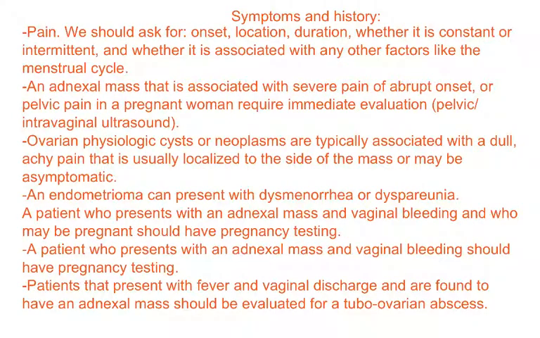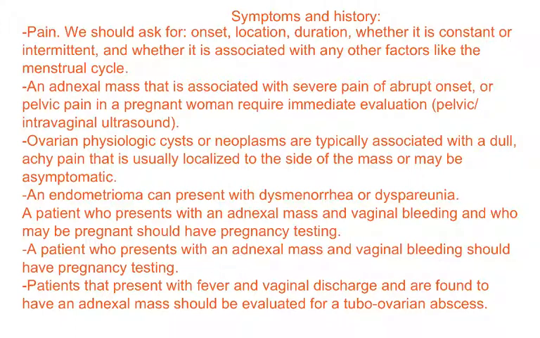Now, we're going to talk about the symptoms and the history taken from the patient. We know that the patient usually complains of pain, okay? It's very important to ask, when did it start? Where does it hurt? For how long? Is it constant? And we need to ask if it is associated with any other factors like the menstrual cycle. Now, an adnexal mass that is associated with severe pain and it is of abrupt onset, or pelvic pain in a pregnant woman, we need to think that it requires immediate evaluation. So we need to order pelvic ultrasound.